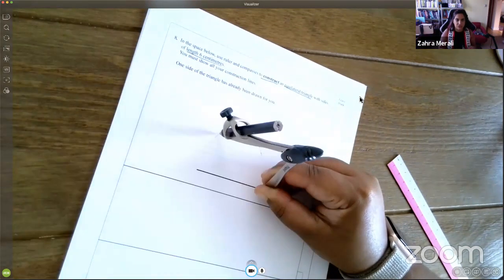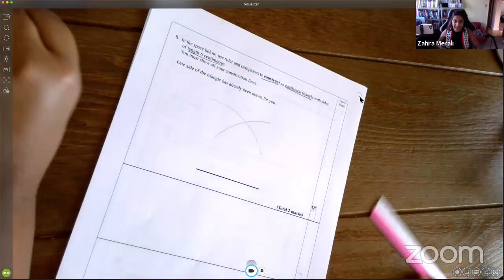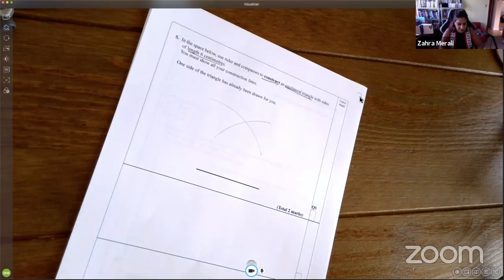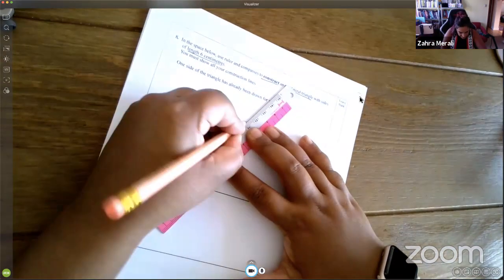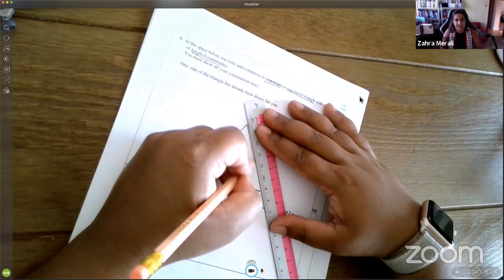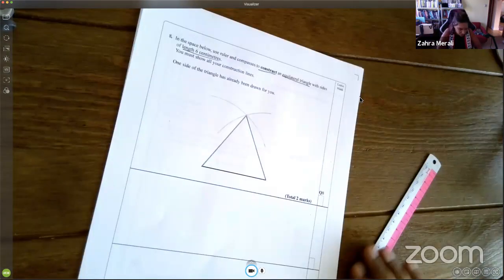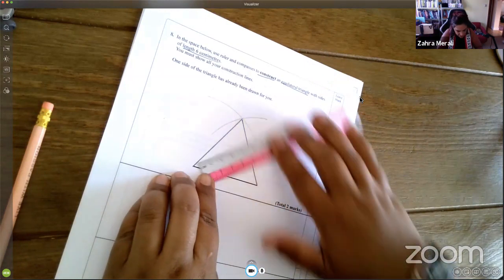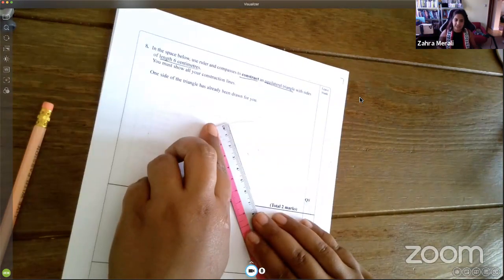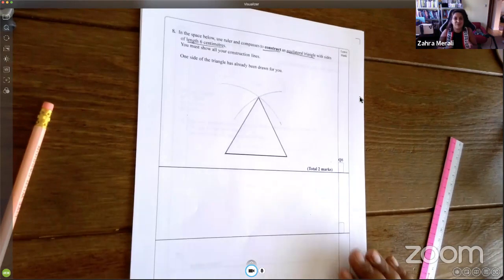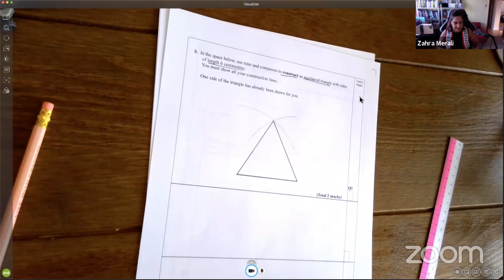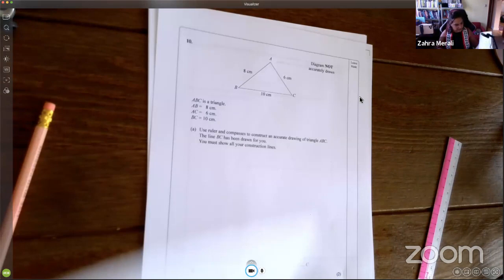And you'll see that those two arcs have met. What you then need to do is go from one end, join up where they've met, and join up the other side. And you have your equilateral triangle. If you measure the sides, they're exactly 6 centimeters. If you measure the angles, they should be exactly 60. Right.